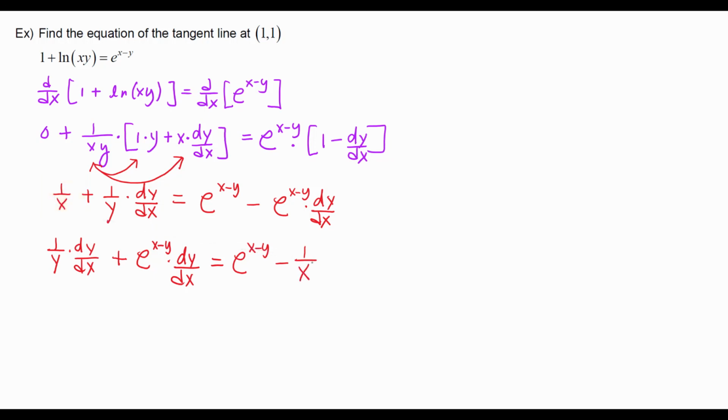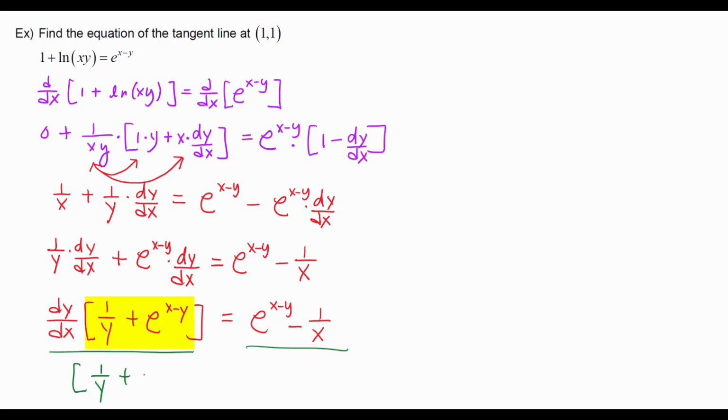And your next step of implicit differentiation was to factor out dy/dx. So I'm going to factor out dy/dx, open parentheses, and I get 1 over y plus e to the x minus y's power, equal to e to the x minus y's power minus 1 over x. And that gives me one last step for dy/dx. Remember, your goal is to find dy/dx at (1, 1). So to have dy/dx isolated, of course, we have to divide both sides by 1 over y plus e to the x minus y's power.